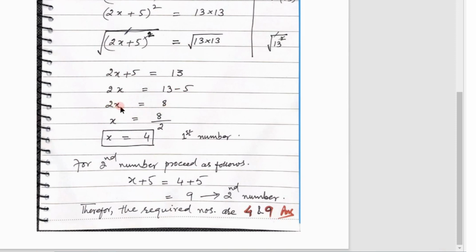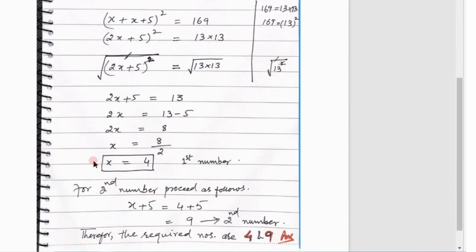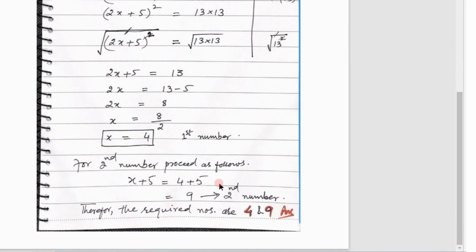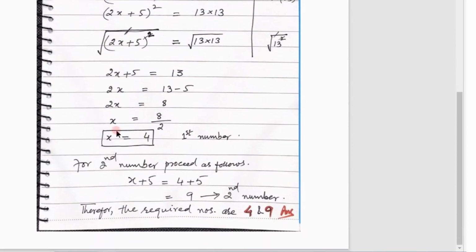2 is being multiplied with x. Now when we shift it towards the right, it will divide. Now you will get 4. It means one number we supposed as x, and you have got x. x is 4. First number is 4. So what would be the second number? We supposed the second number as x plus 5. We will write down x plus 5 and put the value of x, and we will get the second number. That is 9. Second number.